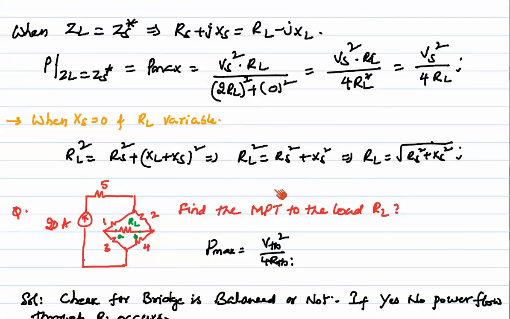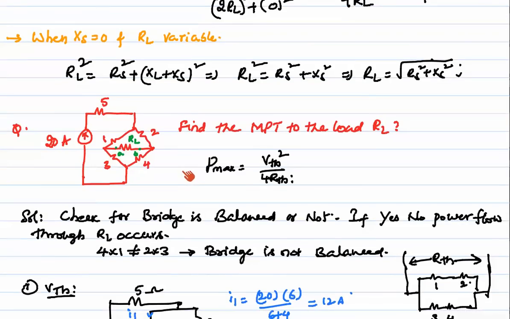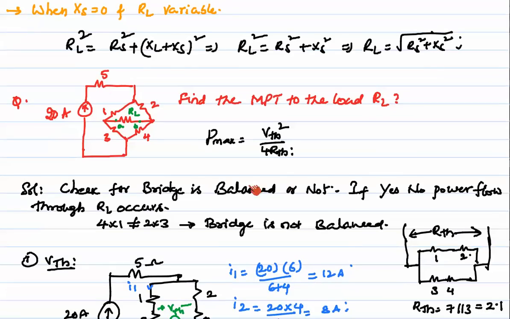Right? Next, a problem on this. Find the maximum power transfer to the load RL. So P max is equal to VTH square divided by 4 RTH. Here, check whether the bridge is balanced or not. If yes, there is no power flow, and we'll see that case in the next problem.